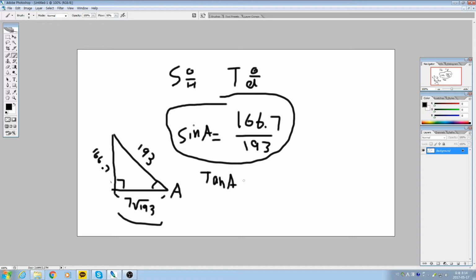Now your tangent A equals, oops, my bad, I don't know what I was thinking. Opposite, which is going to be 166.7, over your adjacent, which is 7 times the square root of 193. And that is going to be your answer.